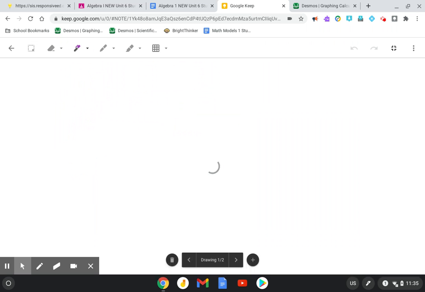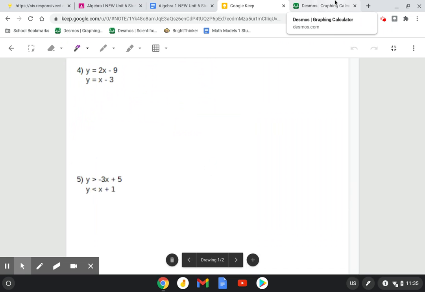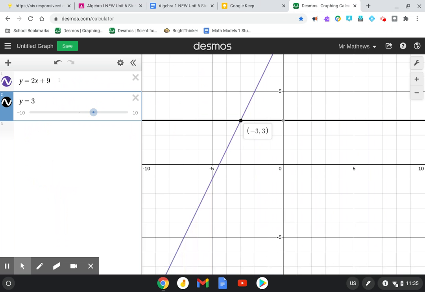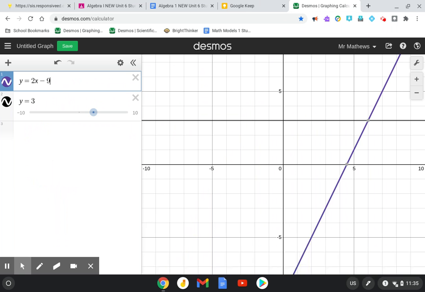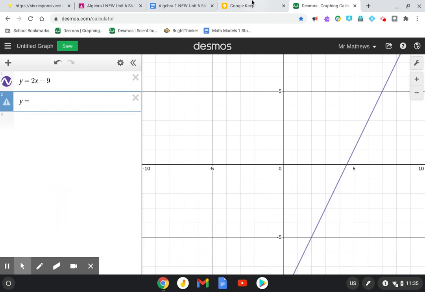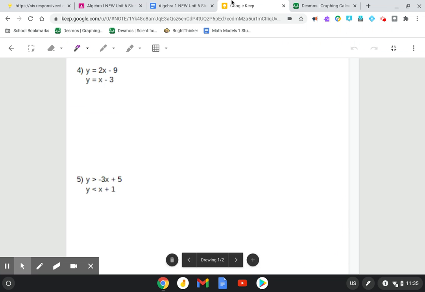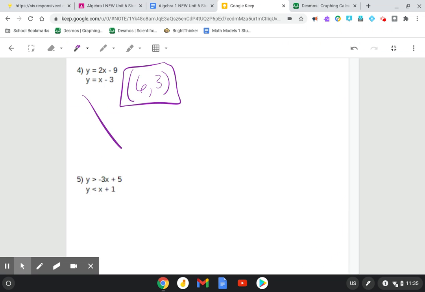So here's another one that's already set up for you. So let's go ahead and type this in, y equals 2x minus 9, and y equals x minus 3. Okay, we see they cross at the point 6, 3. Again, not much else to do there. It's already set up for you. You just graph and find the intersection point.